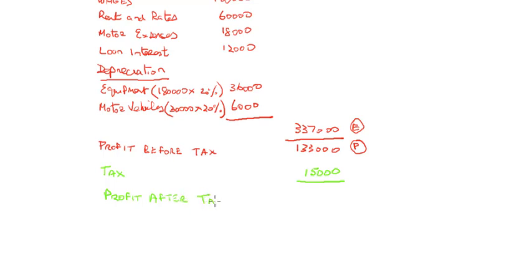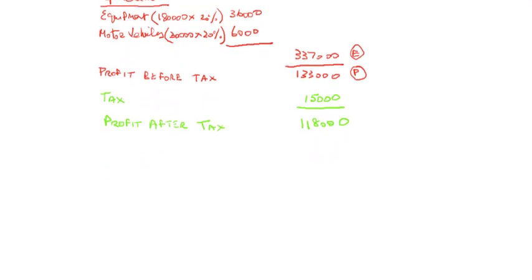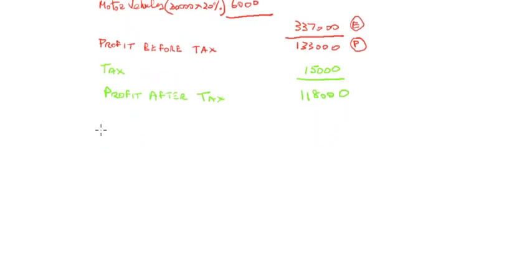So if we take the 15,000, so of the 133, 15,000 is going to the government. So what's left? 118,000. So that's our profit after tax. Now what else? Who else is going to take some money from us? Well, I suppose the shareholders. Okay, the directors must have recommended at an AGM or something that the shareholders get some dividends. So we put in the dividends.